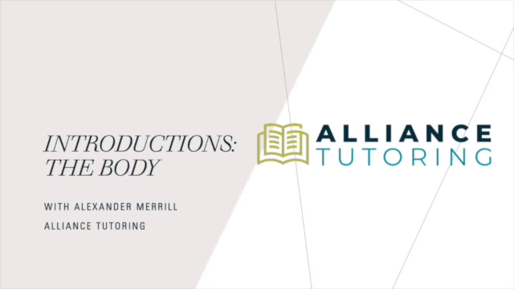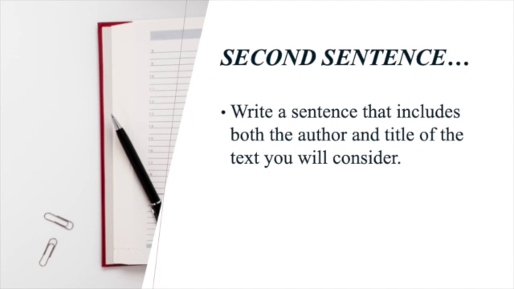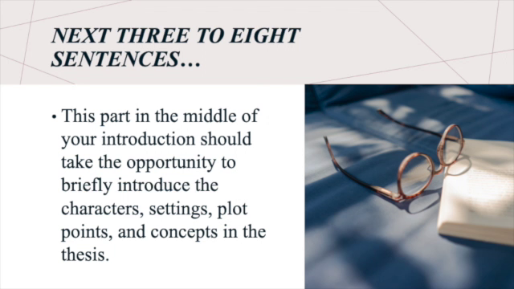experienced in doing this. Now, what I would begin with the second sentence is introducing the author and the title of the book that you're going to be discussing. So getting into a little bit of the specifics of the paper. The next 3 to 8 sentences is the part of the introduction where you should be briefly introducing any of the characters, plot points, settings, anything that's going to be relevant to understanding the thesis. Remember, you should assume that the reader has read the book, but it's been a little while and they're a little bit hazy on things.